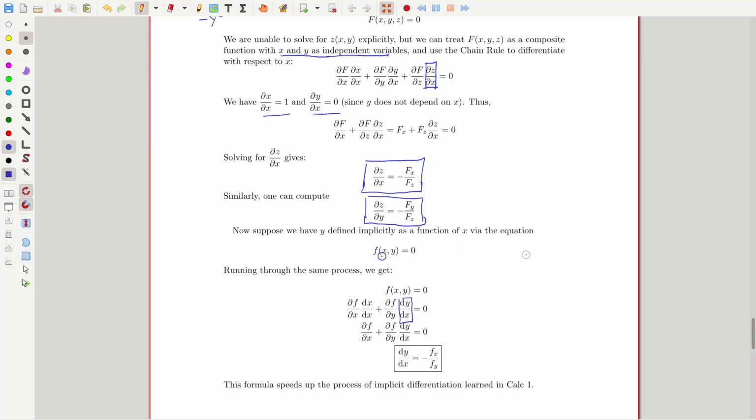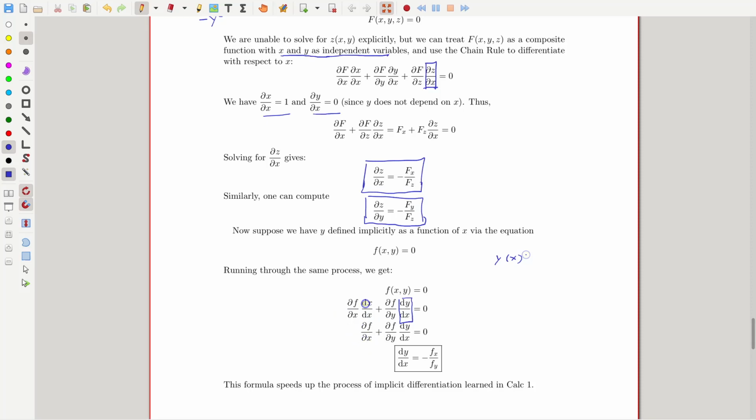So we're aiming to calculate this guy. Like in the previous case that we discussed, dx/dx is 1. dy/dx is not 0 in this case, because this is actually the thing that we're solving for. And we do have the relationship that we're thinking of y as a function of x, although we're not able to solve for it explicitly.